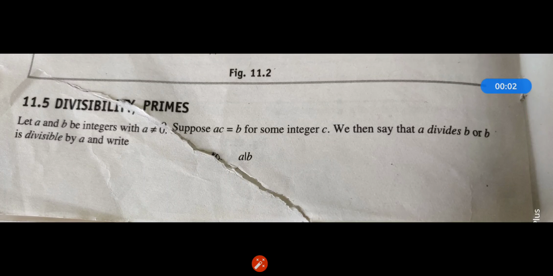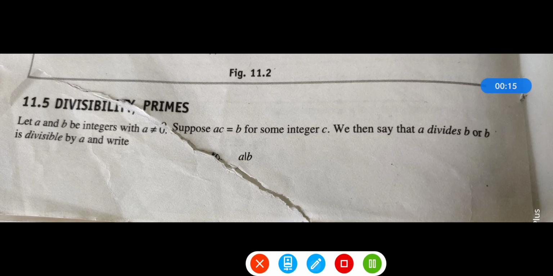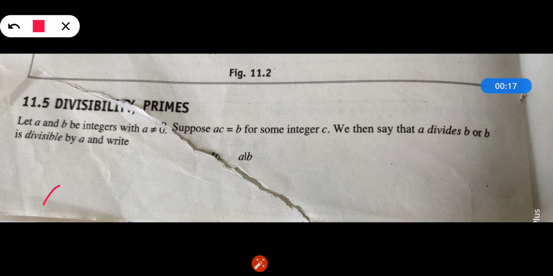So dear students, in our last section we have seen the recursive definition. Now in this section we will see divisibility and primes. As its name implies, suppose we have a and b as integers such that a is a non-zero number.